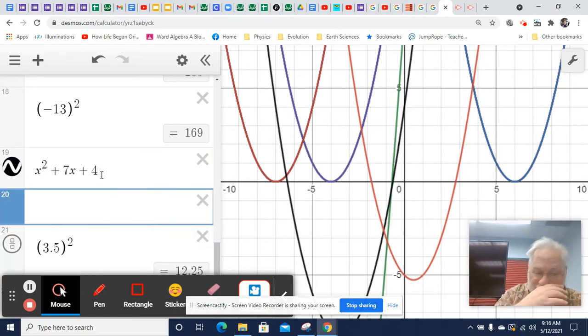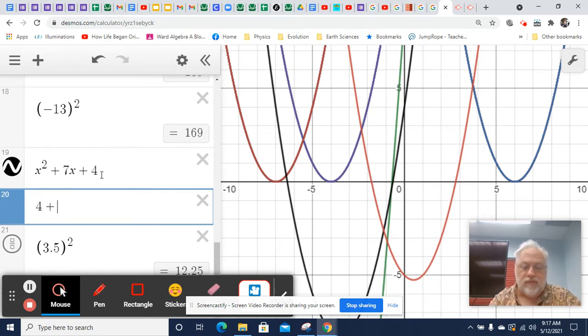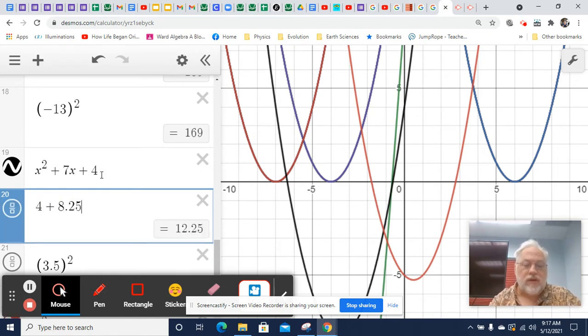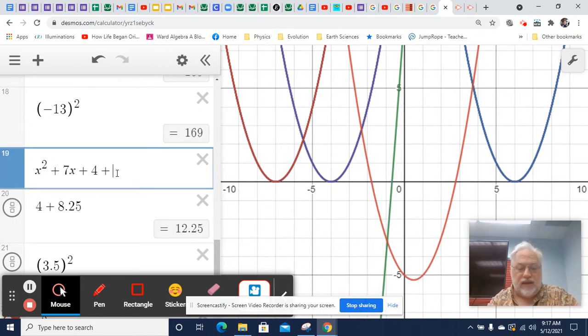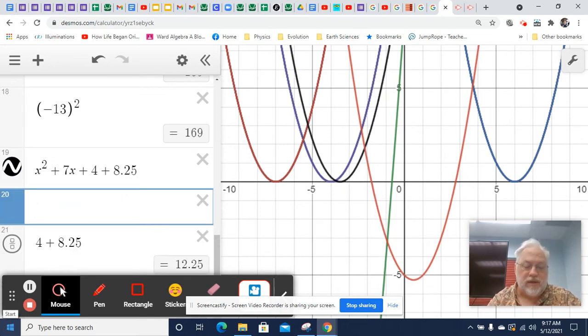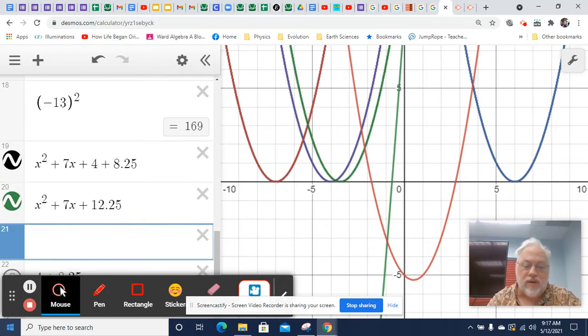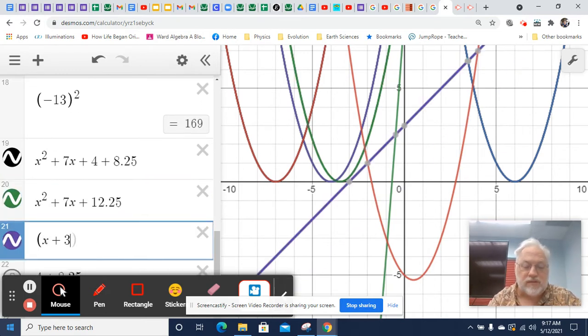So let's figure out what we would add to 4 to get 12.25. If you're not sure, you can always say 12.25 minus 4, and you'll find out that you need to add 8.25, because 8.25 plus 4 is going to be 12.25, which is our target number. So we will add 8.25, not 8.24, and that's going to become x squared plus 7x plus 12.25, which is our target number. That will factor nicely into x plus 3.5.